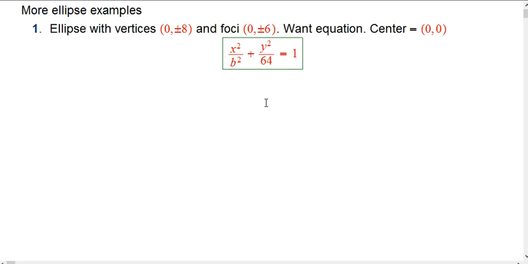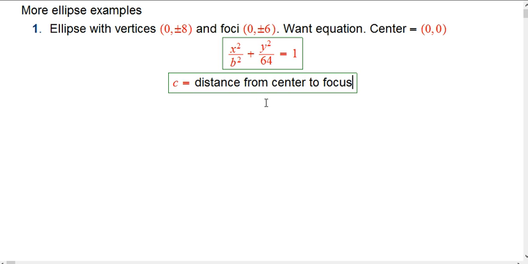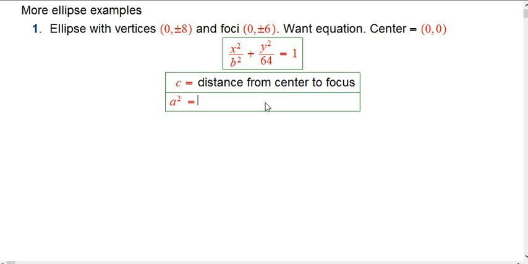One of the crucial things that connects the vertices, the A and the B, and the C: C is the distance from the center to the focus. It's just the name for that crucial thing. And the crucial thing that I talked about in another video is that A squared is B squared plus C squared. You can draw a little triangle to tell yourself that A squared equals B squared plus C squared.